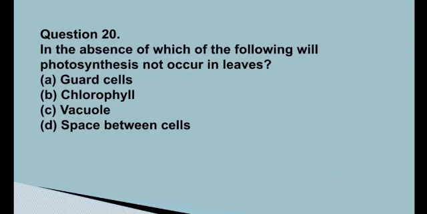In the absence of which of the following will photosynthesis not occur in the leaves? Your options are option A guard cells, option B chlorophyll, option C vacuole, and option D space between cells. So as we know in the photosynthesis process, chlorophyll plays a very important role. So that's why option B will be the correct answer. So option B chlorophyll is the right answer.